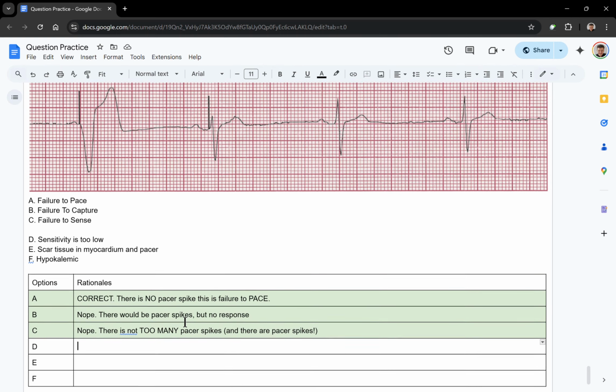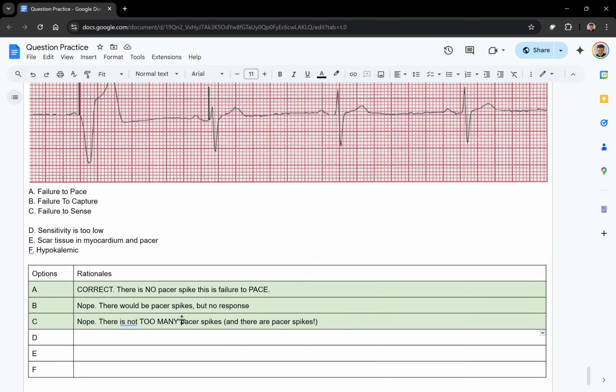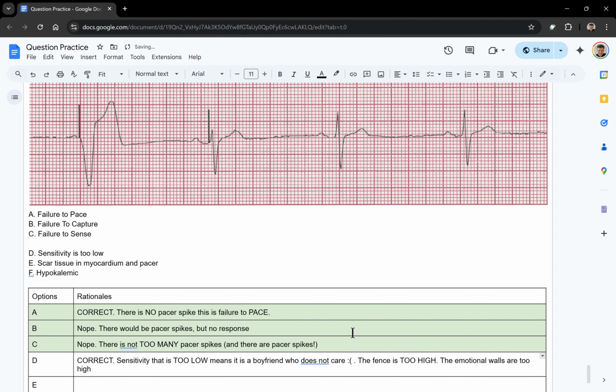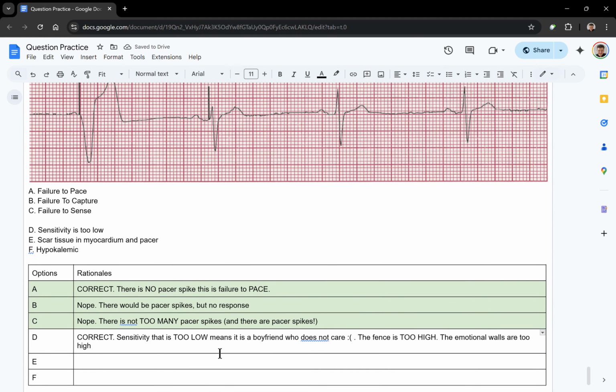Sensitivity is too low, scar tissue, or they're hypokalemic. So that's the correct answer. Why is it correct? Because if it's too low, it's not sensing. Think of it as a boyfriend who does not care. The fence is too high. The emotional walls are too high. So, since your walls are high, then it can't sense anything.